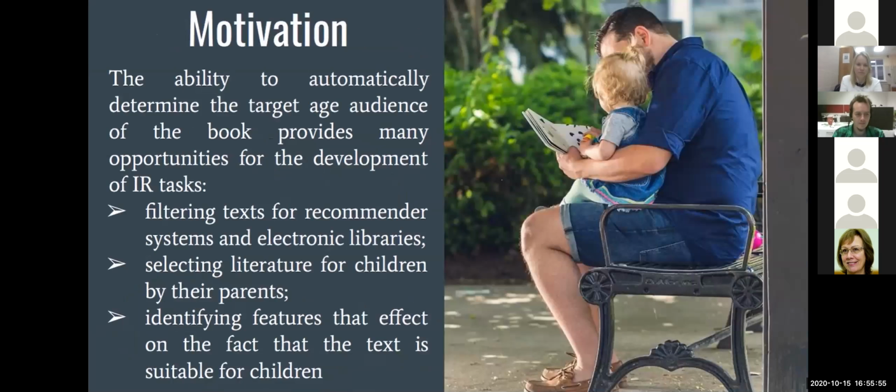In fact, the ability to predict the age audience of a literary text can provide us some useful opportunities. For example, we can find the information we need in recommender systems or in electronic libraries. Parents, for example, can select some books suitable for their children. And maybe even some writers or editors can analyze what features impact text suitability for age categories.